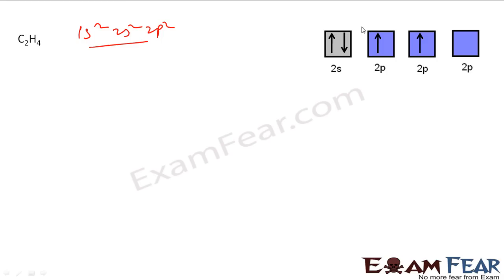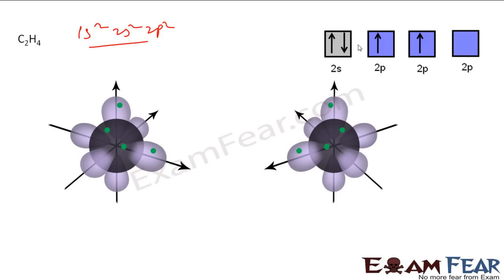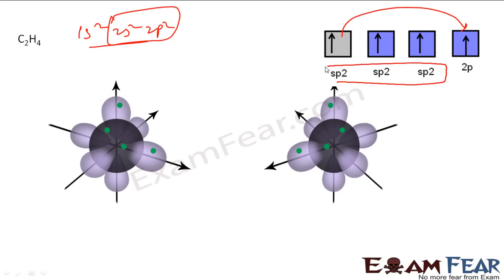So this 2s, see, this is the carbon. I'm talking about C2H4. So I have 2 carbon atoms here. So I'm talking about these outer valence electrons. So I have 2s2 and 2p2, 2s2 and 2p2. Now it goes to the sp2 hybridization. 1 electron moved from here to here, and it went to sp2 hybridization.